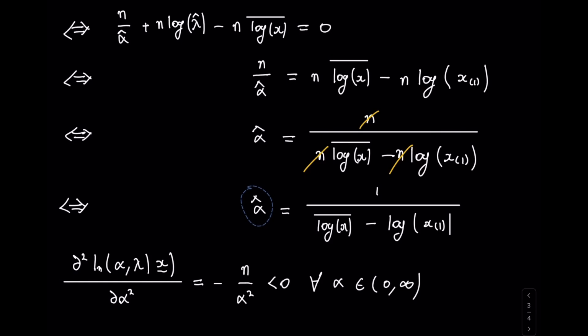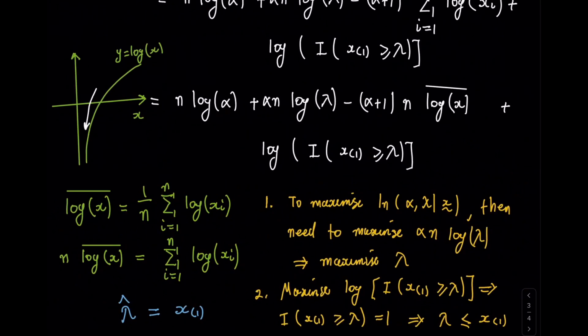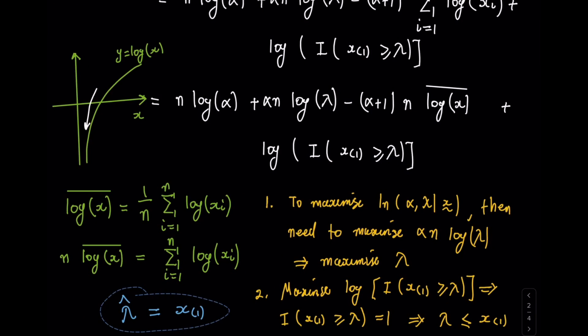And so there you have it. We've derived both the maximum likelihood estimate for alpha here, which is given by this particular function, and we also derived earlier the maximum likelihood estimate for lambda, which was on the previous page using some logic.